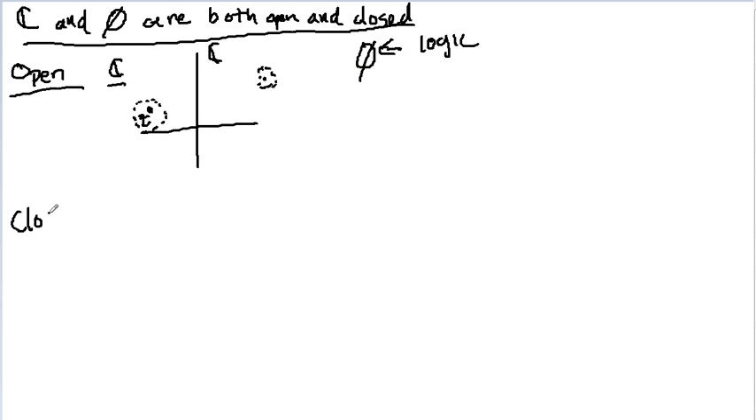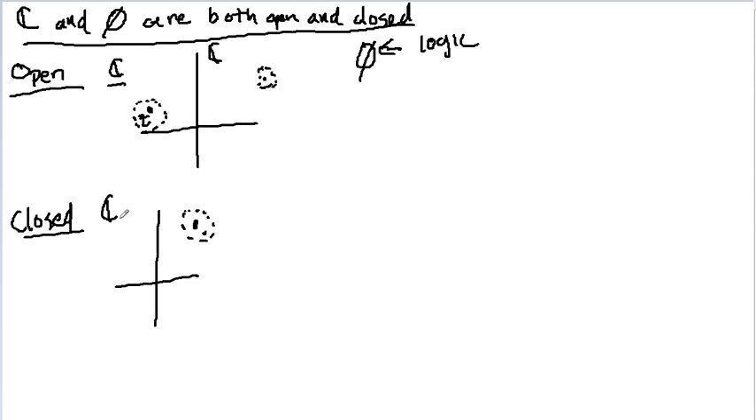So, closed. A set is closed if it contains all of its boundary points. Well, the question is, does C contain all of its boundary points? Recall a boundary point is one where every open disk contains points that are both in the set and outside of the set. So if this were a boundary point, if I drew some open disk, it would have to contain both points that are in C, which it clearly does, and points that are not in C, which it clearly does not.